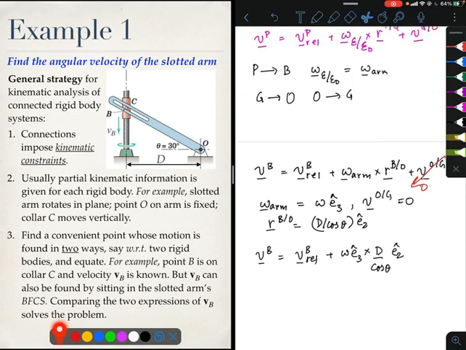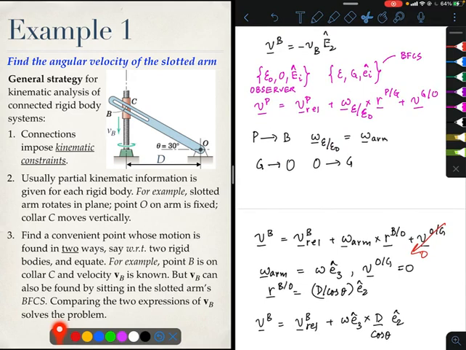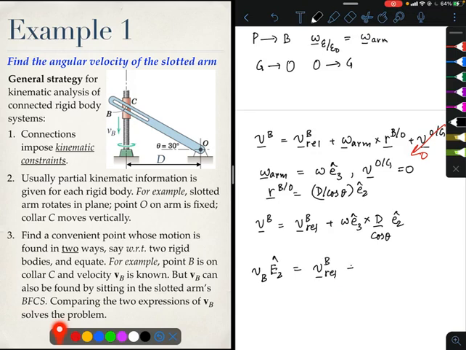Okay, so now I have written down the velocity of B in two different ways. Here is one way, here is another way. So let's go ahead and combine them. And when I do that, I will get VB along capital E2 must be VB rel minus omega d over cosine theta along E1.